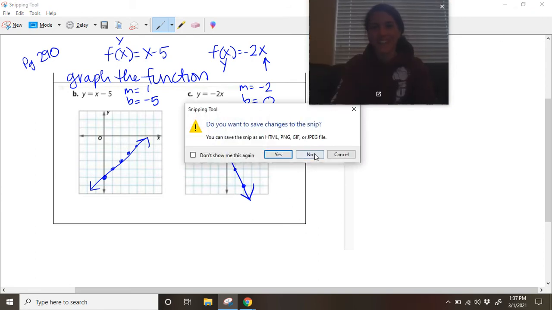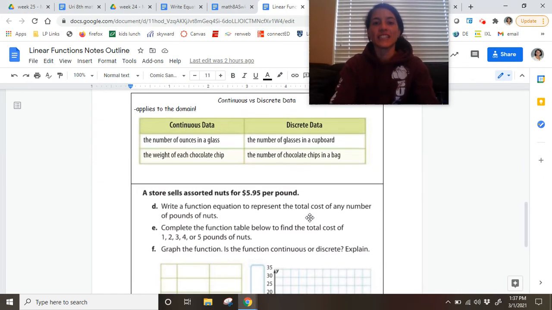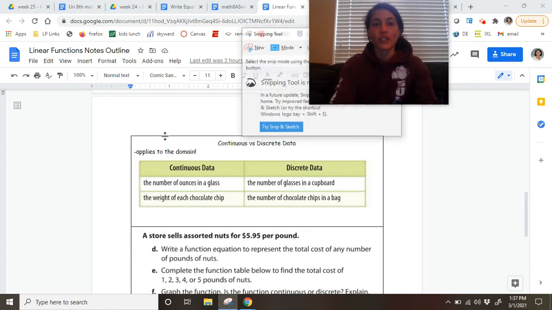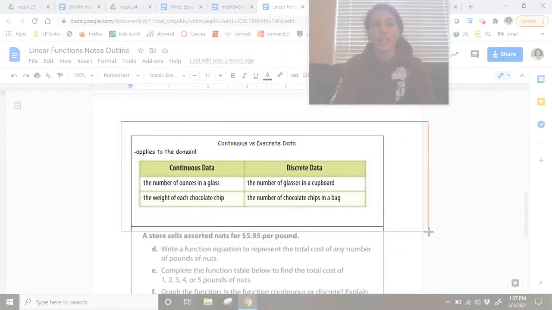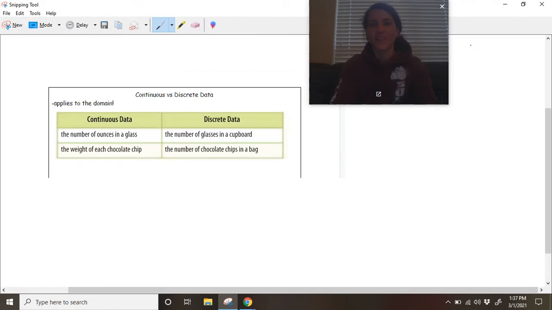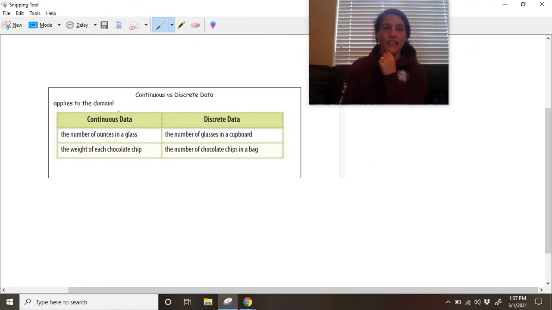All right, now let's go to the back. Here is some of our new part, okay? I'm first going to talk about this, which is the new part. I'm looking for my mouse. Okay. Continuous versus discrete. So it applies to the domain.